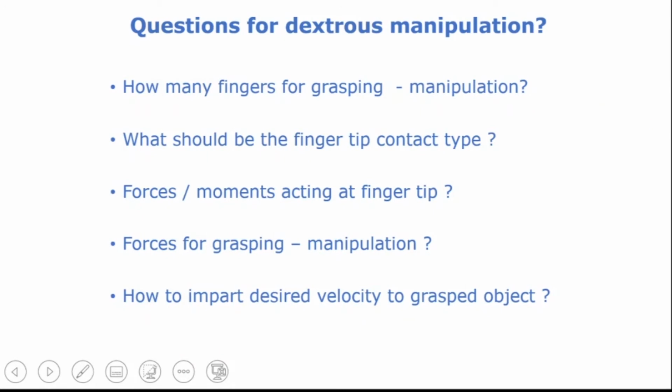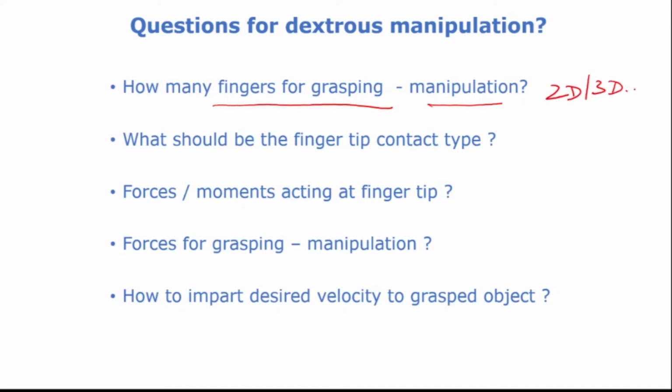Now we are going to grasp an object and manipulate the object, which means we are going to have some kind of motion plan for the object. I want to move the object in a particular way. Some of the questions that we need to answer: the first question is, how many fingers for grasping and how many fingers for manipulation? If you just want to grasp an object, there is again the question of whether you're talking of 2D or 3D, planar or 3D. So how many fingers are required for grasping and how many for manipulation?